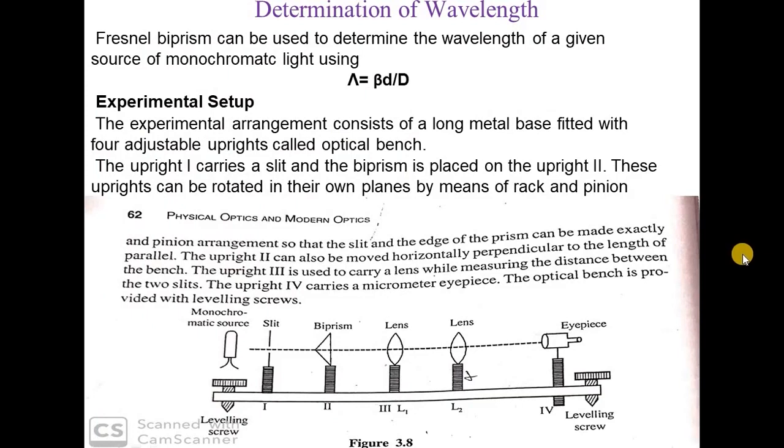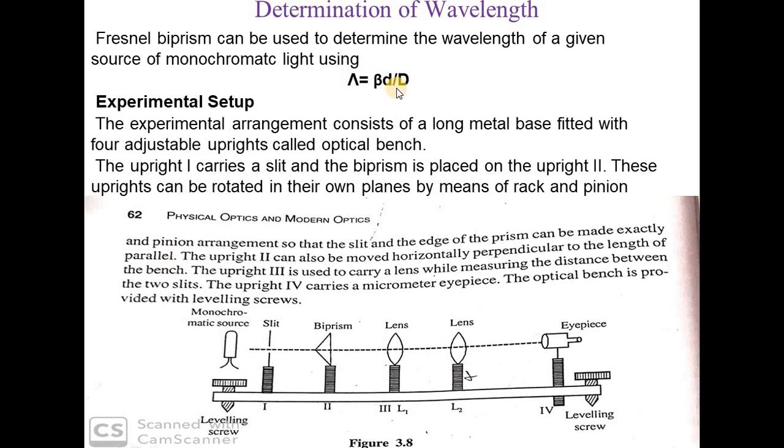So the next question is how are you going to determine the wavelength of the source of light, which is a monochromatic source of light, using the biprism. Experimentally, the biprism is used for obtaining the wavelength of an unknown source of light. Fresnel biprism can be used to determine the wavelength of a given source of monochromatic, that is single wavelength, light, and from that equation we obtain the expression for lambda is equal to beta d by D.